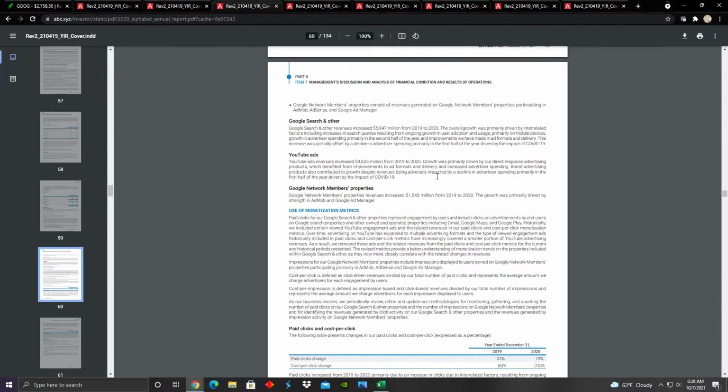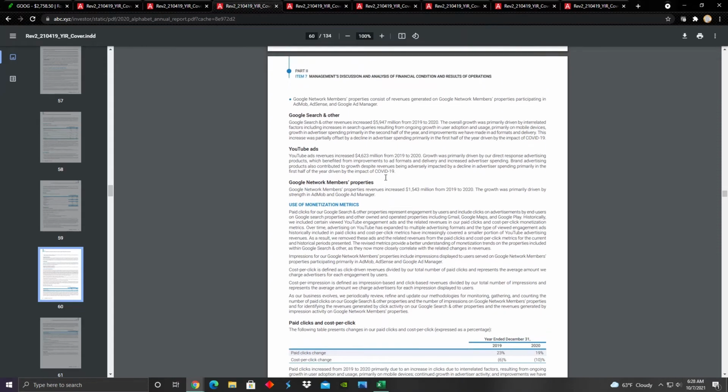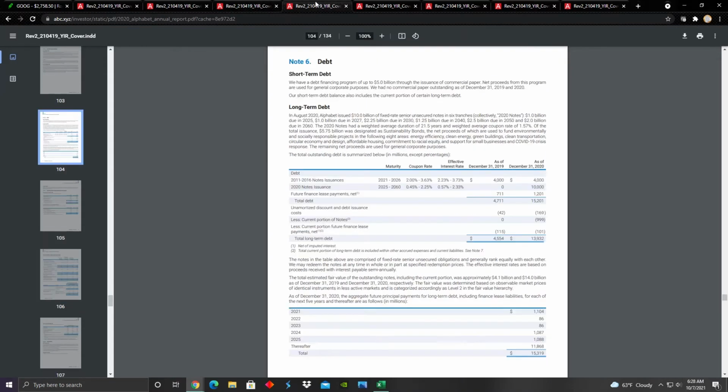From 2019 to 2020, growth was primarily driven by our direct response advertising products, which benefited from improvements to ad formats and delivery and increased advertiser spending. And obviously, COVID-19 had an impact on a lot of businesses, so there was less ad spending during that time period, which impacted their bottom line. But despite that, they still had an increase in ad revenue.